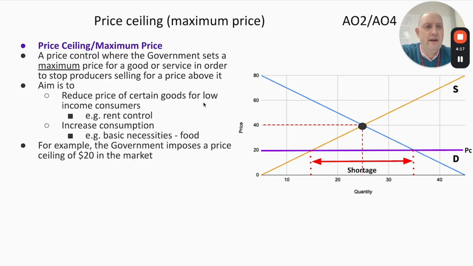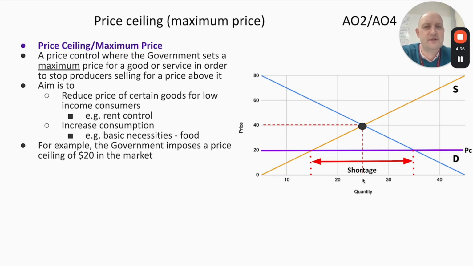So let's look at the diagram. So the diagram looks like this. We've got a normal supply and demand diagram, but here the government's going to impose a price ceiling of $20 in the market. So looking at the diagram, the equilibrium price is $40, which is the intersection of supply and demand, and the equilibrium quantity is 25.